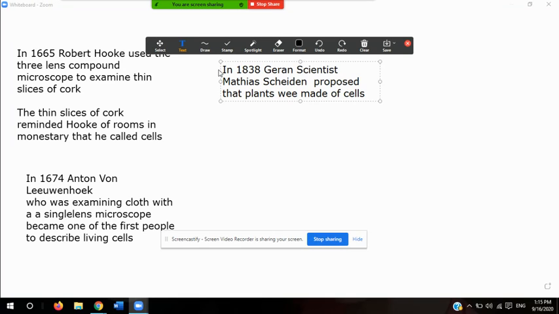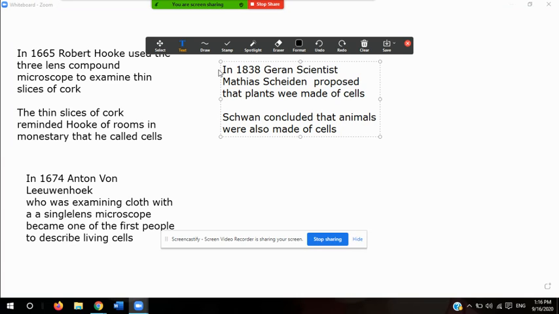Now, the interesting thing is that he decided to share his findings with Theodor Schwann. Schleiden went over to Schwann and showed him what he had discovered, that plants are made of cells. At the same time, Schwann was studying animal cells. Well, he didn't conclude that animals were made of cells right away. Based on what Schleiden had said, and based on his own discovery, he also discovered that animals were made of cells.